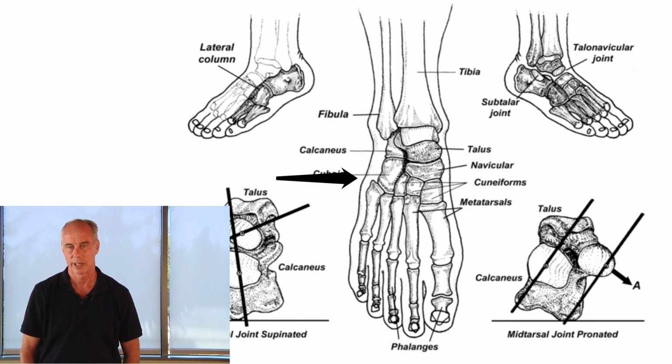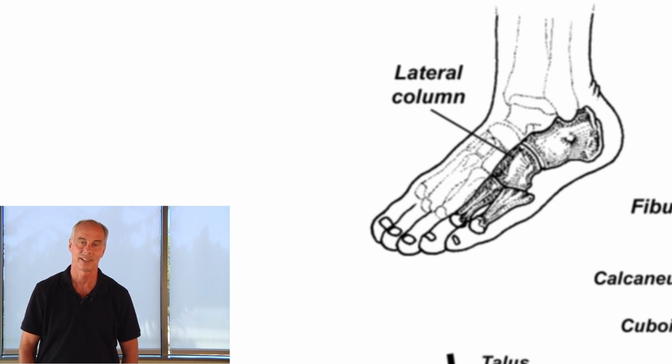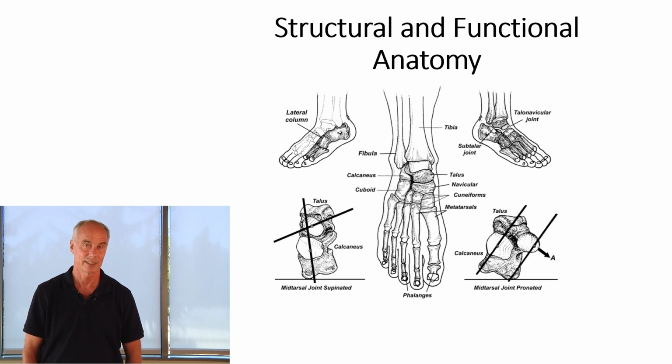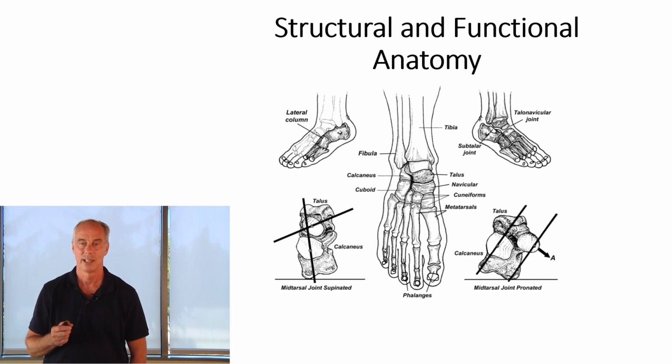The calcaneus, or heel, is beneath that. The cuboid bone on the outside is part of the lateral column. If you look at the upper left side picture, the lateral column of the foot consists of the calcaneus, the cuboid, and the fourth and fifth metatarsals. The medial column of the foot is the talus, navicular, the cuneiforms, and the three medial metatarsals. The first ray is the first metatarsal and medial cuneiform.